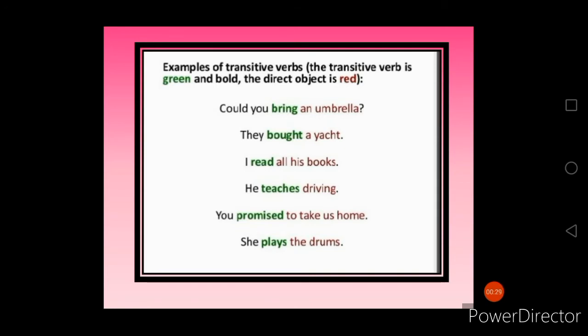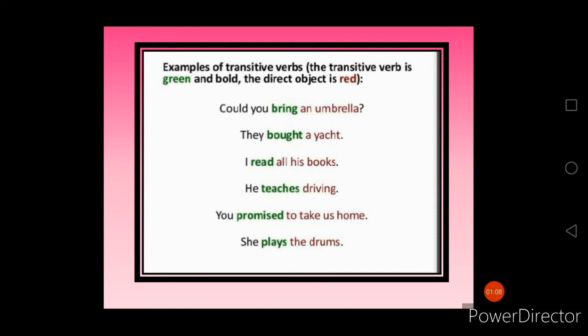First example, could you bring an umbrella? Okay, what is this type of sentence? Yes, it is a question, right? So it is an interrogative sentence. So in this sentence, what is the verb present here? Yes, very good students. Bring, it is a verb. Okay, after this verb, any object is present there? Right students, umbrella, it is an object, right? So I told you, after the verb, if there is any object, that verb is considered as a transitive verb. So here, after this verb bring, an object is present, so this bring, it is a transitive verb.